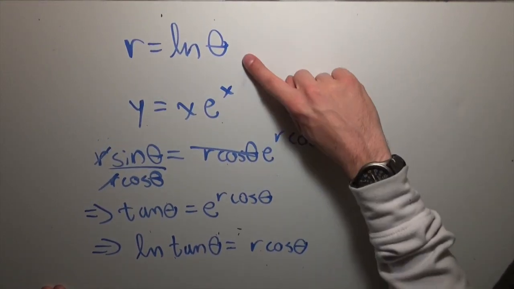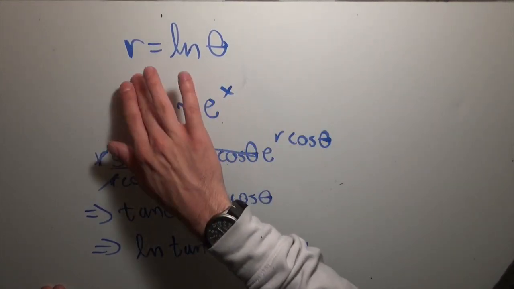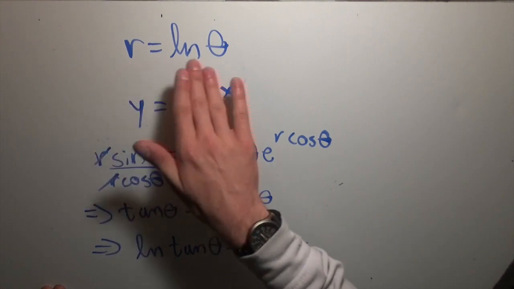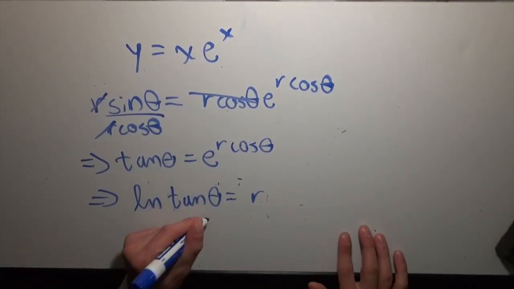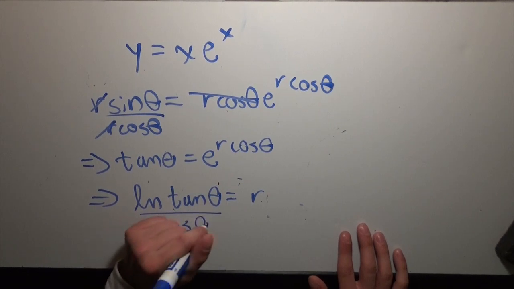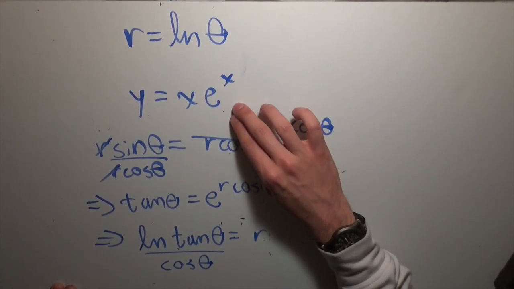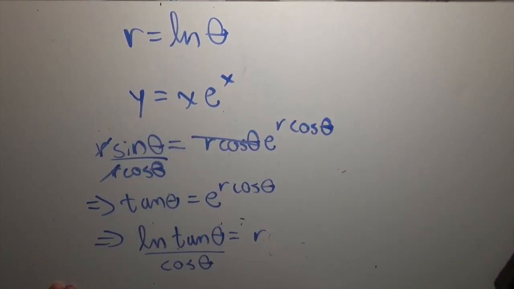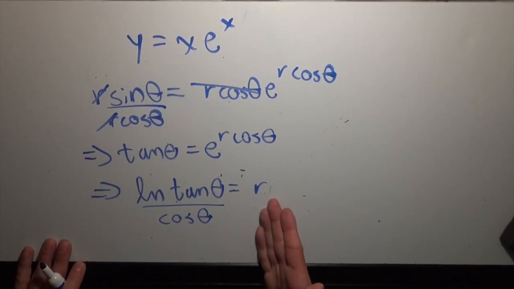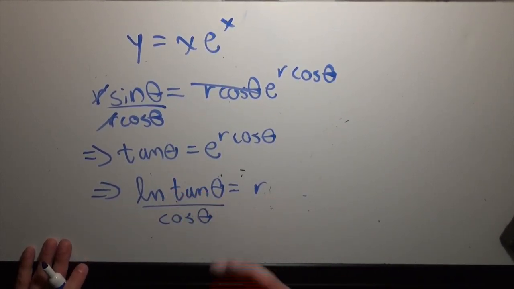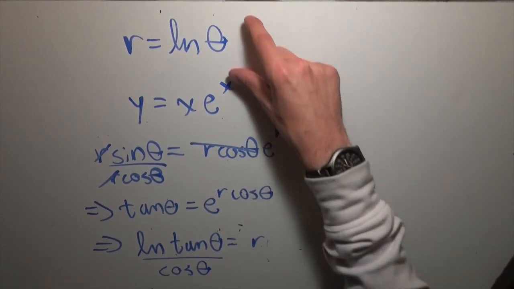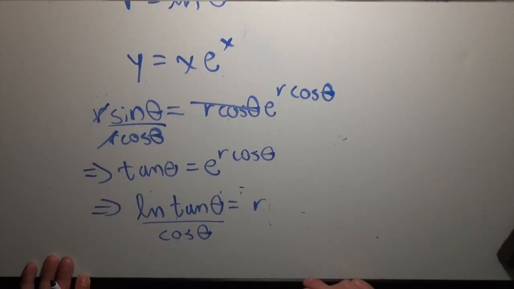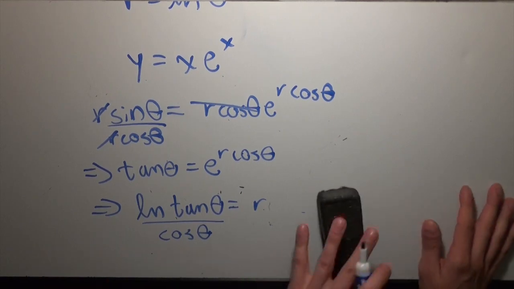Now, much like in this polar function, we have r, this is linear in r, and r is a function of theta. We're going to want to do the same thing here. So we're going to divide both sides by the cosine of theta, and we see that we can now represent the original rectangular function y equals x times e to the x as the polar function r equals the logarithm of tangent of theta over cosine theta. Now that we have both of these in polar form, we can compare the two and see that they are in fact asymptotic to one another.